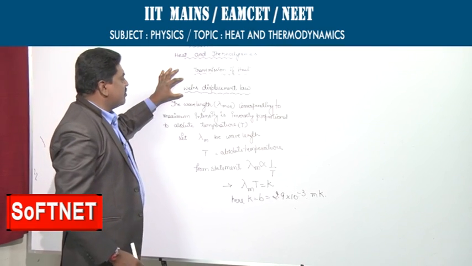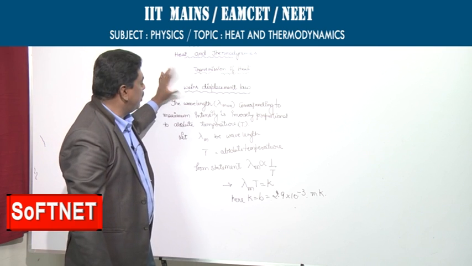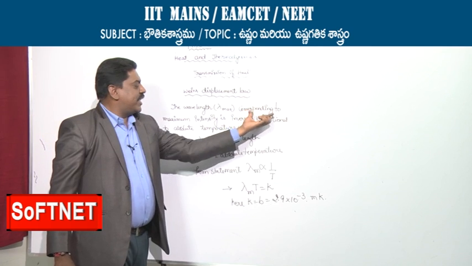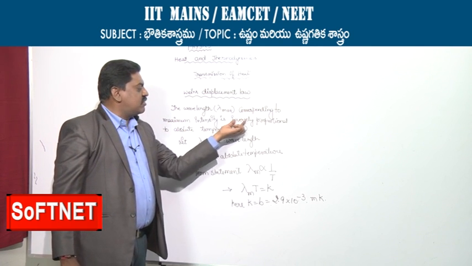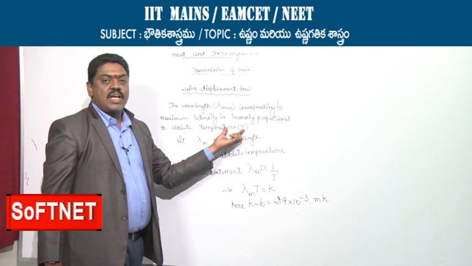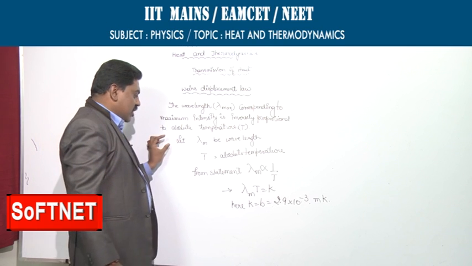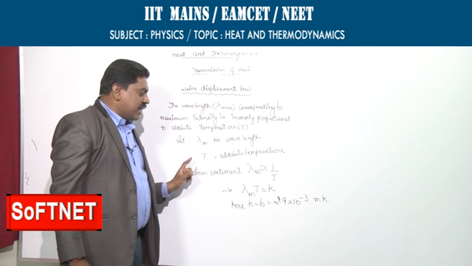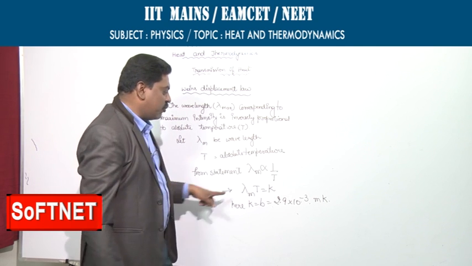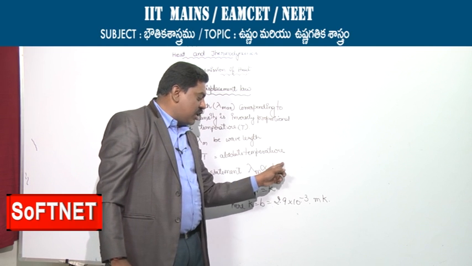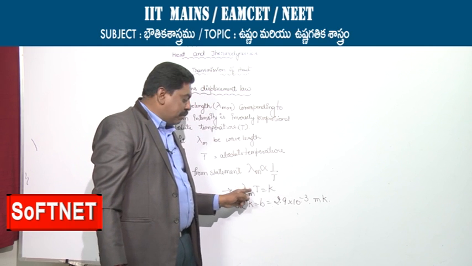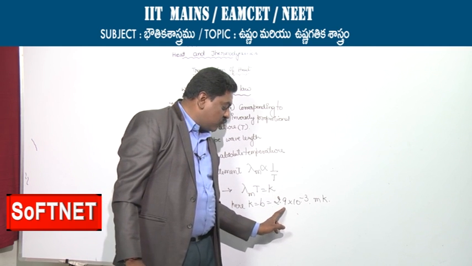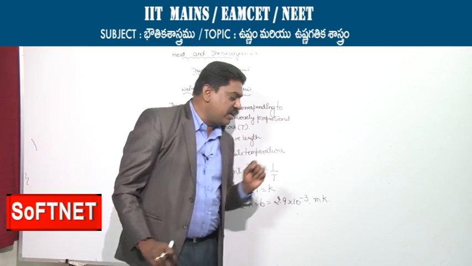Now, let us try to understand Wien's displacement law. What it says is, the wavelength lambda maximum corresponding to the maximum intensity is inversely proportional to the absolute temperature of that body. According to that, let lambda m be the wavelength and T be the absolute temperature. Then from the statement we have lambda m proportional to 1 by T, and lambda m into T is equal to a constant. The constant is taken as B, and it is given as 2.9 into 10 power minus 3 meter Kelvin.